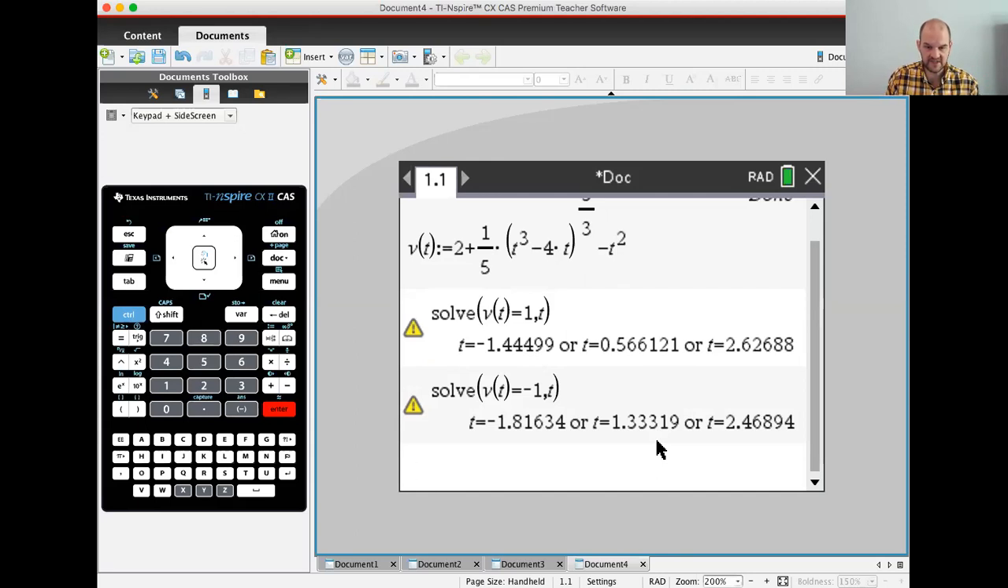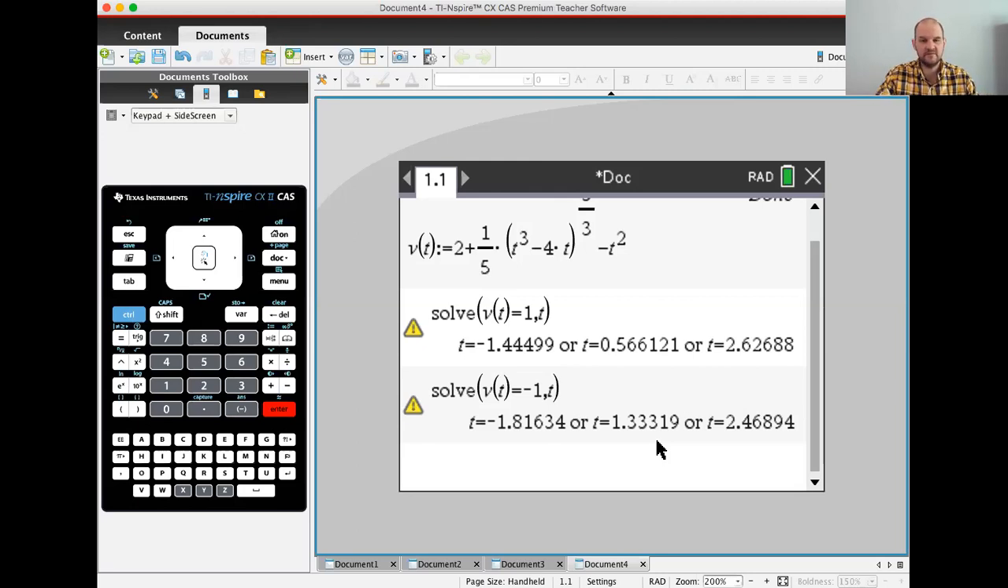So I'm going to jot these down. So t, 3 decimals, 0.566. Should I put them in order? Probably. T is approximately 1.333. T is approximately 2.469. And T is approximately 2.627. Okay, so those are my approximate values.